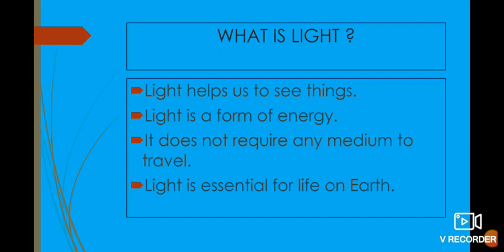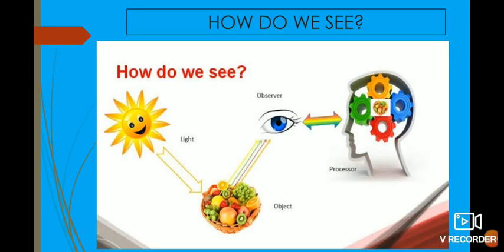So light is the fastest thing known to us. We don't know anything which is faster than light. As of now, we don't. Light is very essential for life on earth. We cannot imagine life on earth without the light, isn't it? But coming back to the first point, how do we actually see?